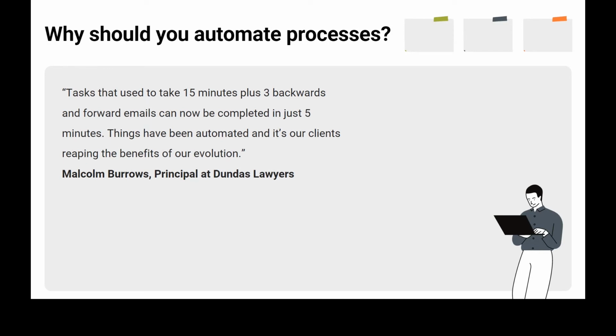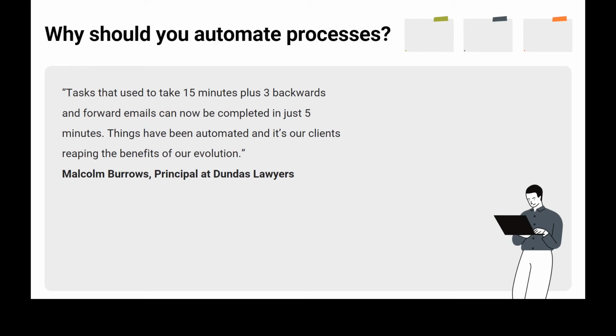Basically he says that tasks that used to take 15 minutes and emails backwards and forwards, and this is the other big thing that process automation helps with, those emails that go back and forward all the time, can be completed in just 5 minutes now. So the difference that makes, you go, oh okay, well, that's only saving 10 minutes, but it's 10 minutes for each transaction that they do.